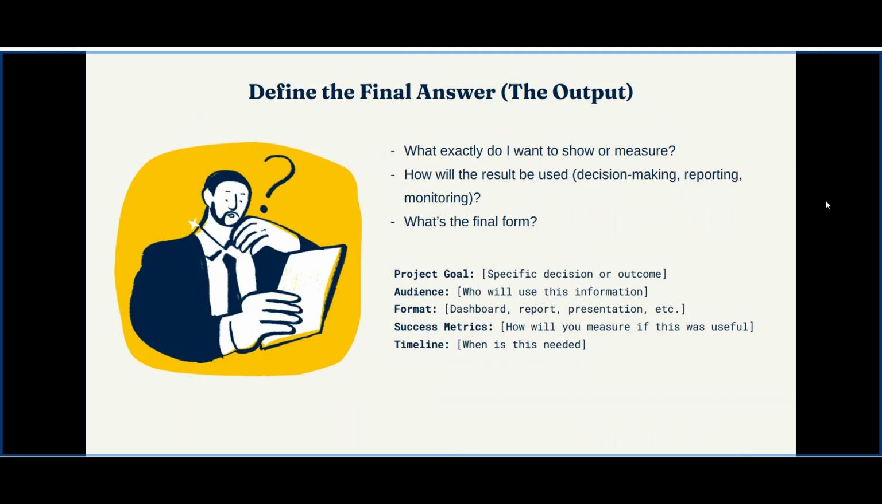So the first thing, which is very, very important, is to divine the final answer. By divining the final answer, I mean: what exactly are the outputs? What do you want to see as the output? Like, okay, I want to build a dashboard. What are the likely things? What do I want to see? What do I want to show? What do I want to measure?